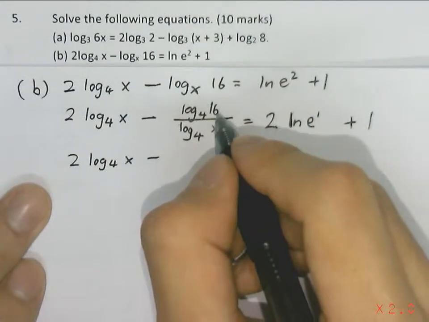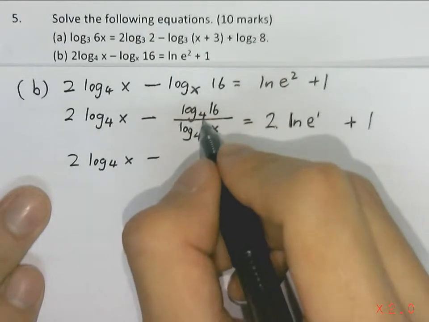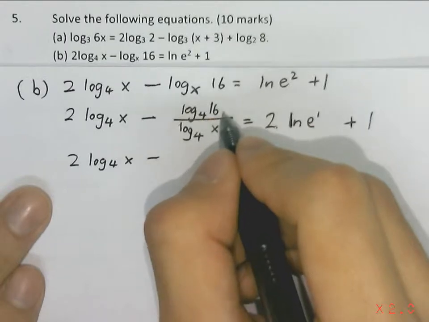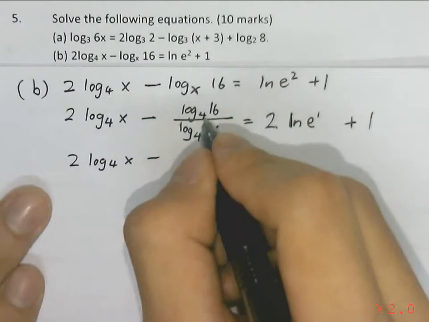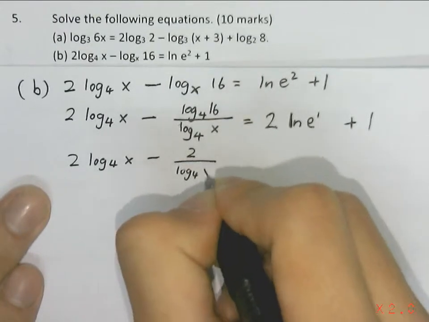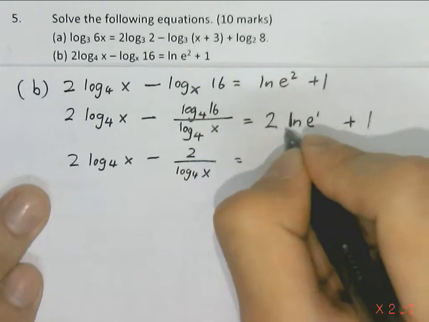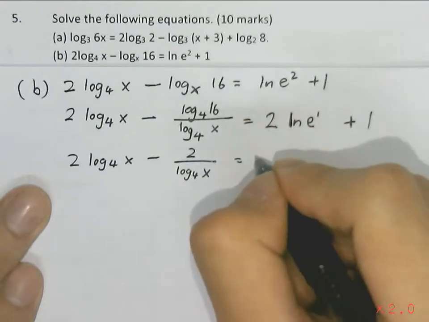Log 16 base 4, so it's asking the index of base 4 to give us a number of 16. So 4 square, so the top numerator will be just a 2. This cancels out, so it will be 2 times 1. So just 2 plus 1.